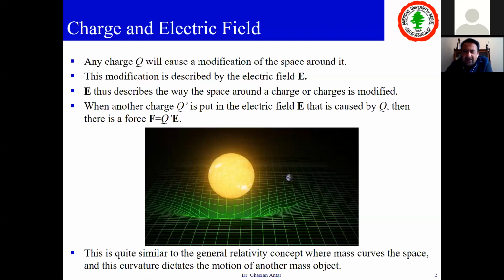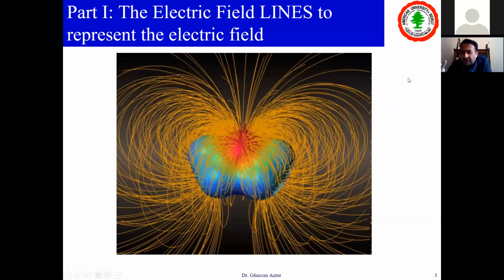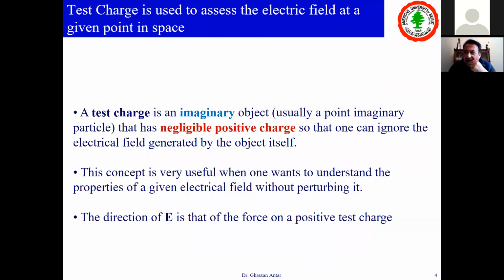Okay, so electric field lines. Once again, electric field lines represent the electric field. They represent the modification, and please, this is very important, the modification of space. There is nothing where you have these field lines; this is a representation. There's only space. There are no particles, there is no matter, there's nothing. So it represents the modification of space by a charge.